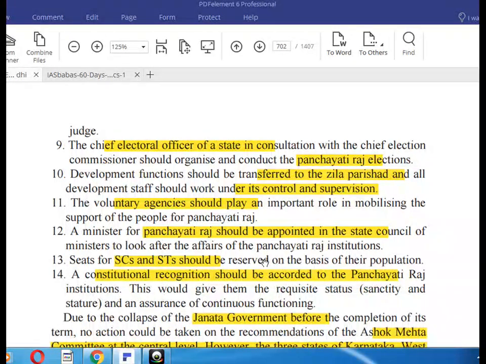The chief electoral officer of a state, in consultation with the chief election commissioner, should organize and conduct the Panchayati Raj elections. Development functions should be transferred to the Jila Parishad, and all development staff should work under its control and supervision. The voluntary agencies should play important roles in mobilizing the support of the people for Panchayati Raj.